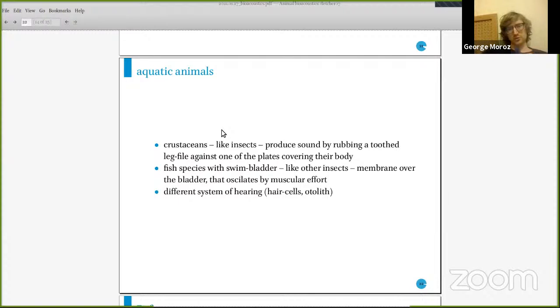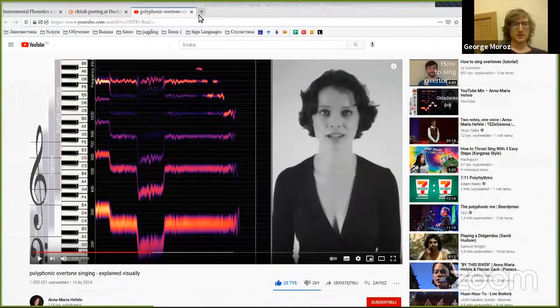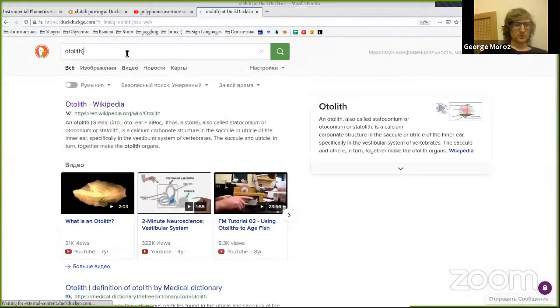Fish species with swim bladder actually have this membrane, and they use this swim bladder that oscillates by muscular effort. So they increase or decrease and create some sound through this. And there is also a different system of hearing, like hair cells and otolith in some special fishes, I guess. Maybe I'm wrong. I think otolith, it's something inside. Where do you find it?